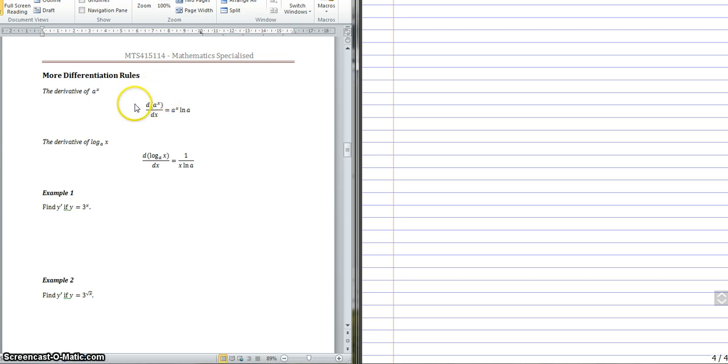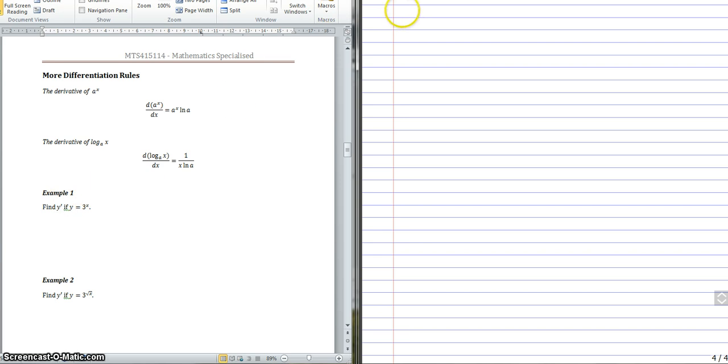Okay, when we differentiate some real number to the power of x, we multiply that function a to the x by the natural log of a. The derivative of log base a of x is 1 over x times the natural log of our base a. Okay, so we're just going to apply that to a few examples.